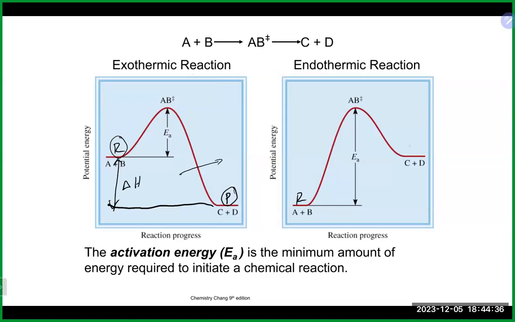Here our reactants are lower in energy than our products, so to get up there, you have to put energy in to do that. And again, you can calculate the delta H by taking the difference of those two. This will end up with a delta H value that's negative, which means it's exothermic overall. This will end up with a delta H value that's positive.